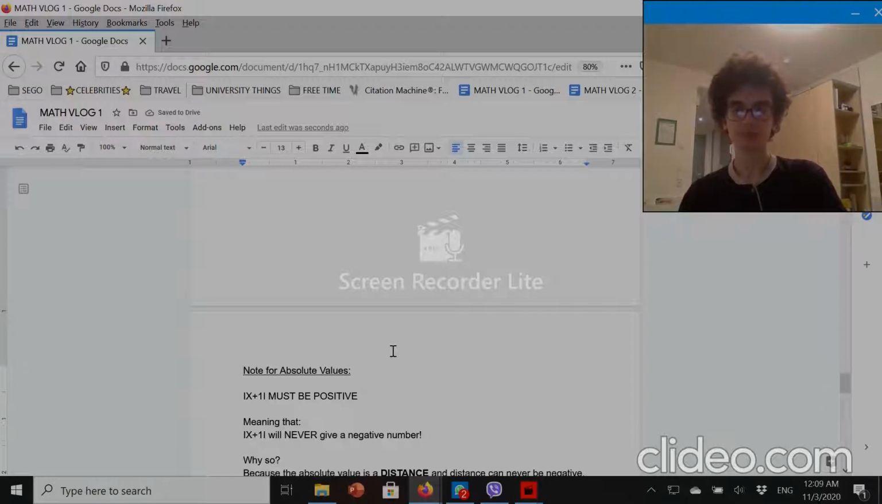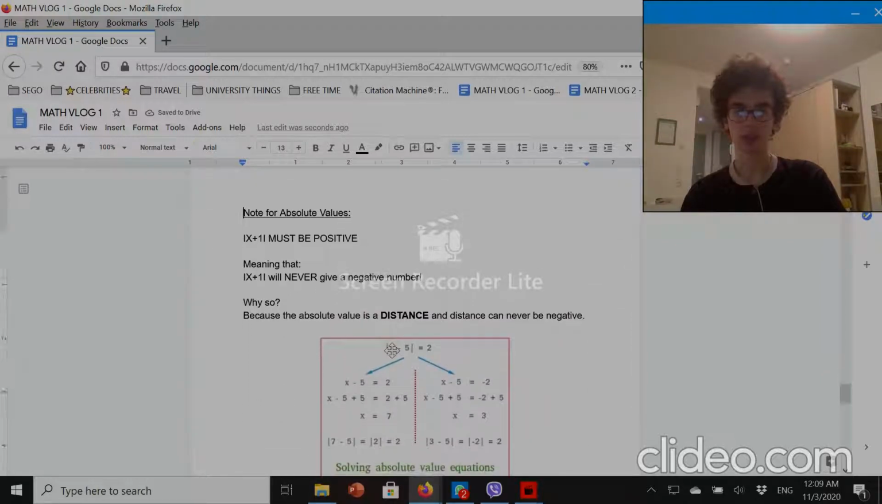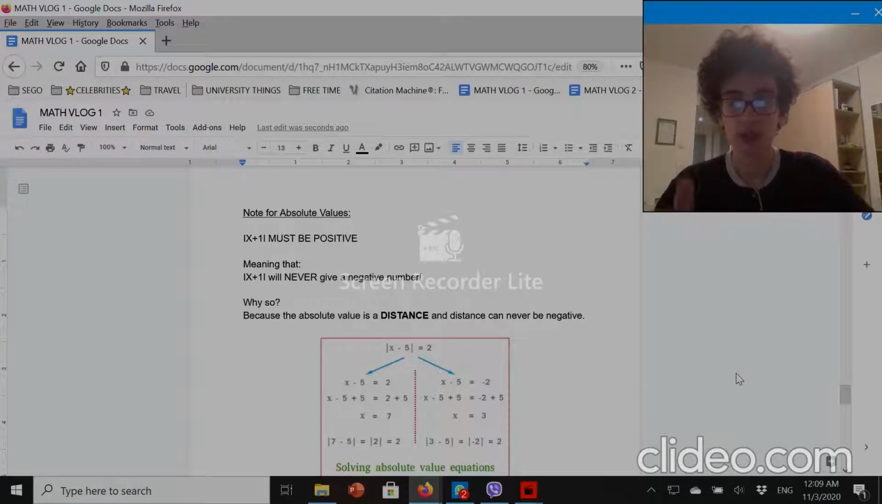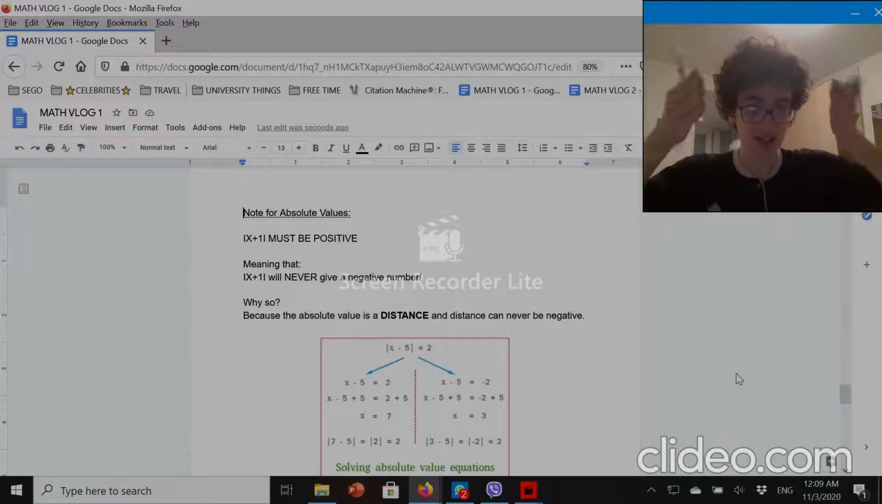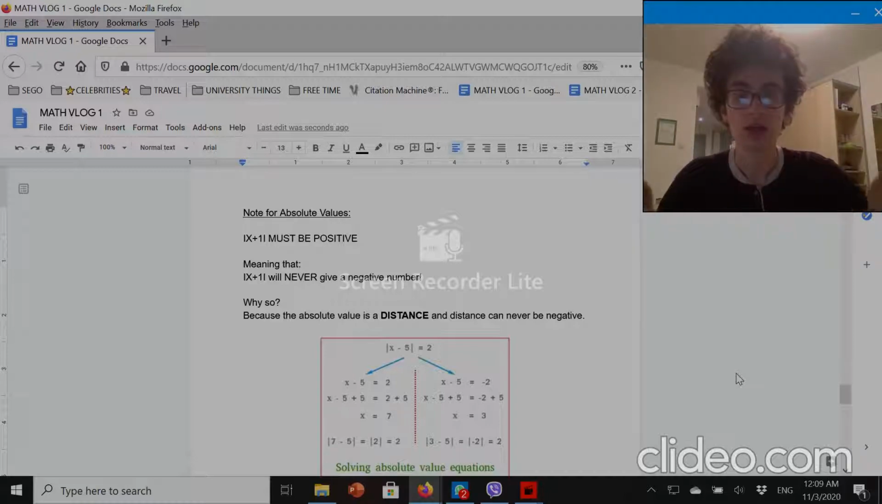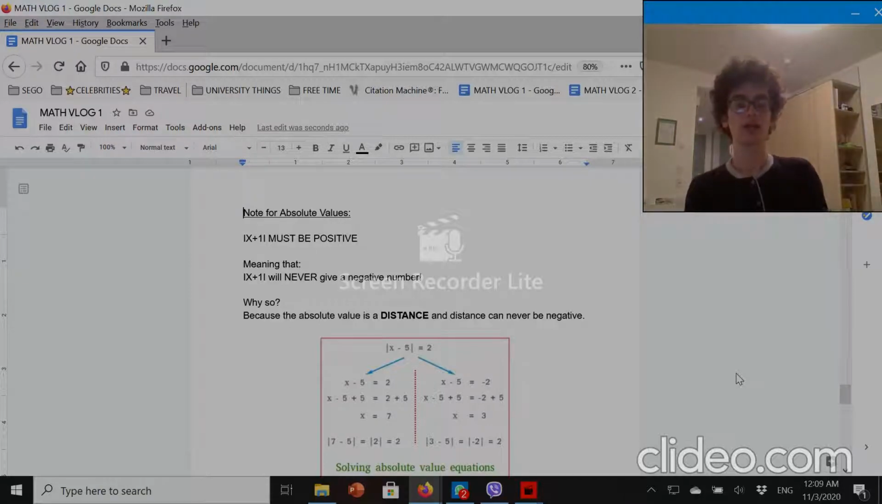Sorry. Now we will move to the absolute values. The only thing you need to make sure of when you're doing absolute values is that absolute value is always a positive number. Why? What does that actually mean? X plus 1 in this little absolute value sign must be positive. Why? Because absolute value is a distance. And when you're measuring the distance from one place to another, you cannot have a negative number. It must be positive, and it's just that.